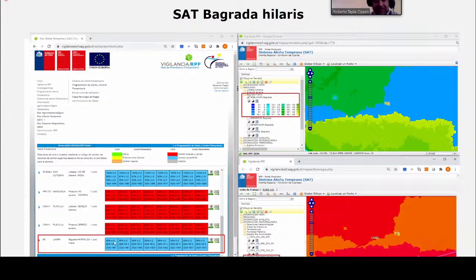These models that are loaded in the system start with an establishment of a polygon at a certain variety area, and it follows that area pixel by pixel to generate the cumulative degree day calculations and the percentages of progress in phenology. Pixel by pixel, it calculates the cumulative degree days.